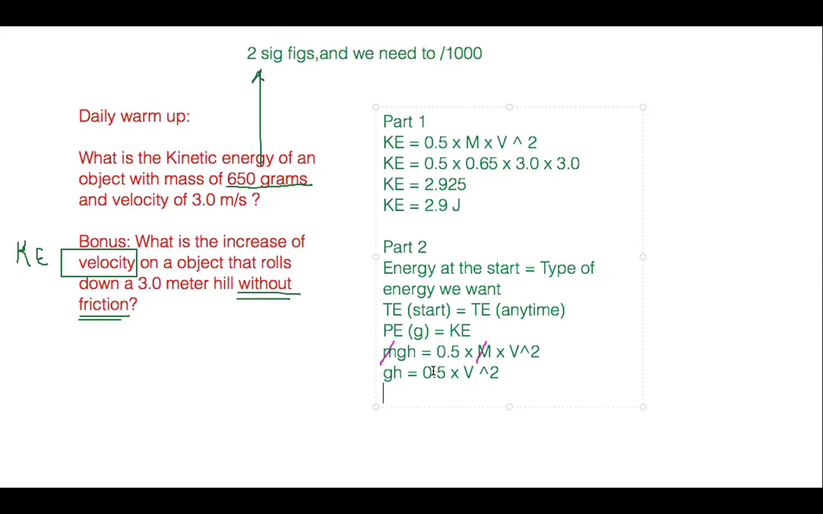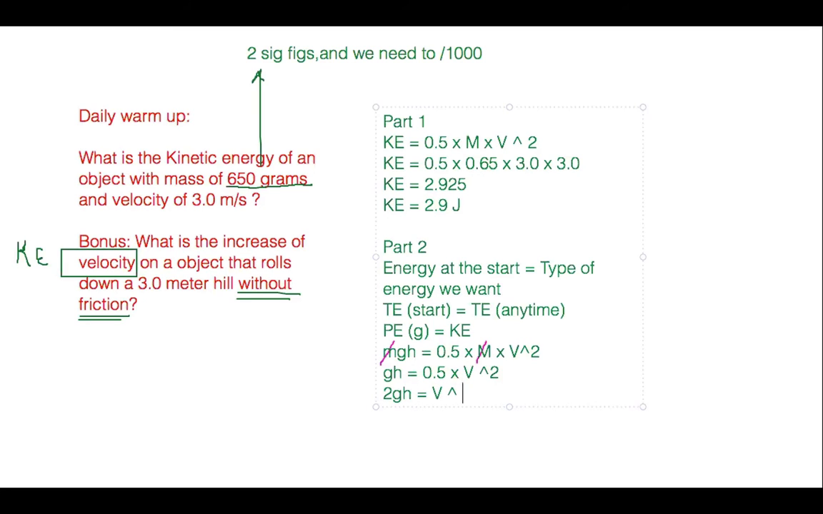What should I do with this 0.5? How do we get rid of a 0.5? Go ahead and put in the chat if you know. If you have 0.5x and you want x, what should you do to that 0.5? Yeah, everyone's getting it now. Multiply both sides by 2. So we get 2 times gravity times our change of height is equal to velocity squared.